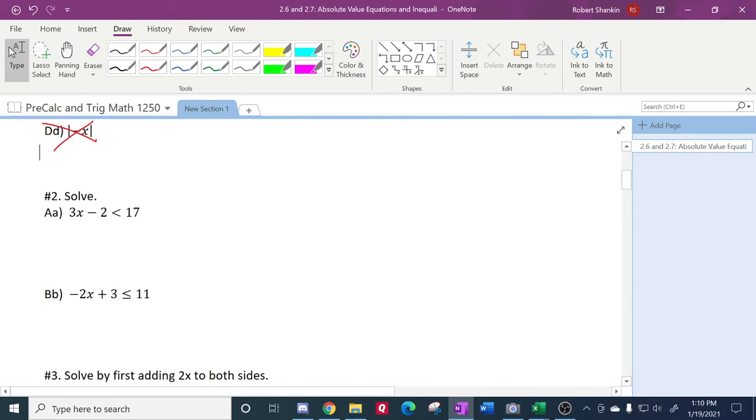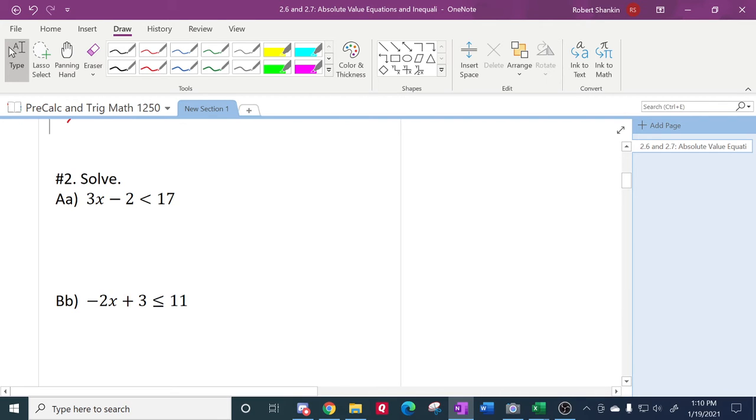Let's come back. So, number 2. I want you to solve these 2 inequalities. So I'm going to give you a minute to do those. Okay, and if you're having a problem just getting moving on these because you can't remember what to do, try solving it just like you would solve an equation.